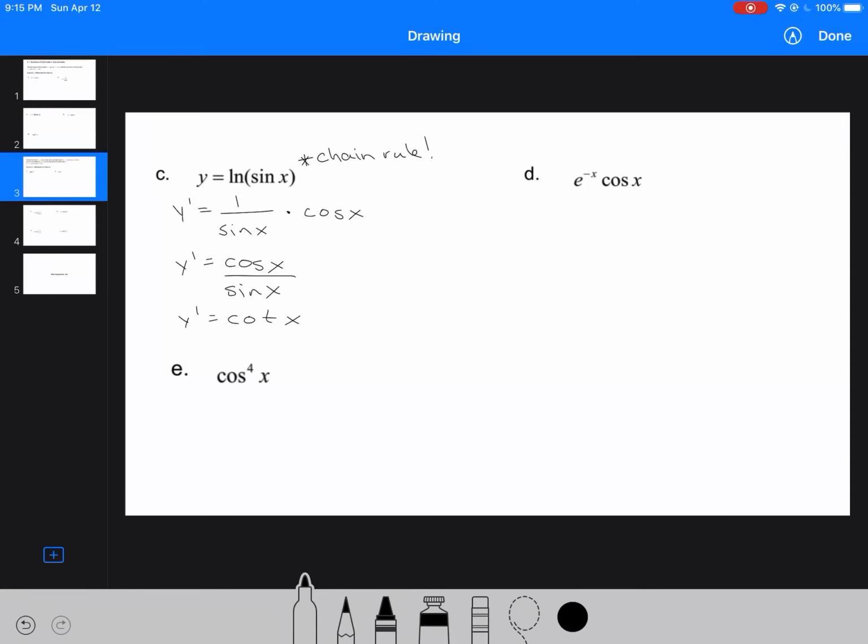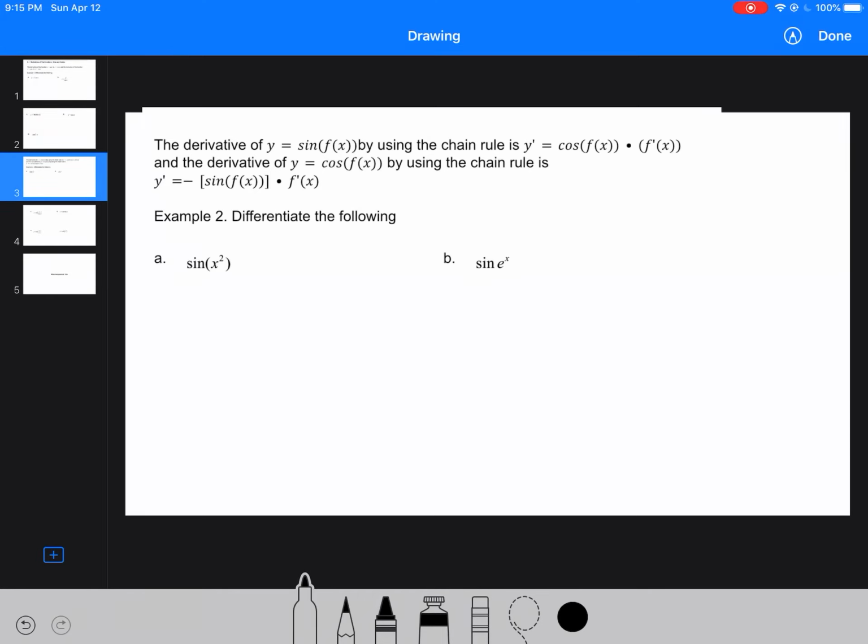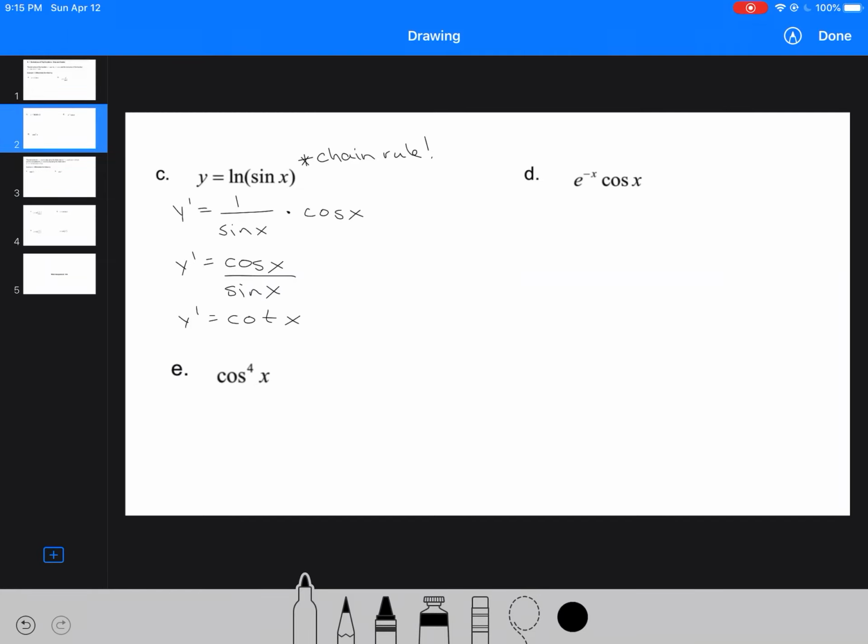Okay. These next two have cosine in them. And so here we've got a product of two functions. Let's put a y equals on there. So here we've got our f of x is the first one, g of x is the second one. So here we're going to use the product rule again. So we've got f and f prime, and then we've got g and g prime here.